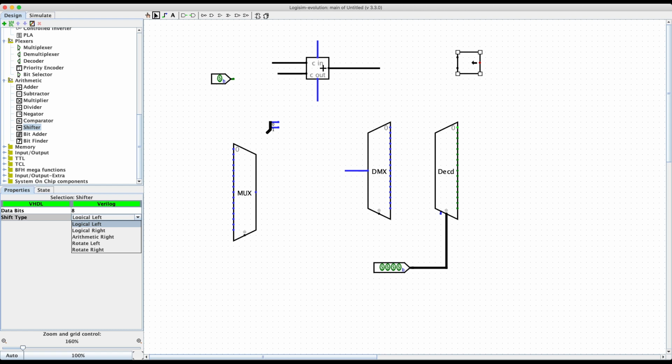That's a good question, why they only did that. Let's see, why would they have done that? Because I think a logical left and an arithmetic left are the same. You just put a 0 at the far right end. So there's no need for it. Right?